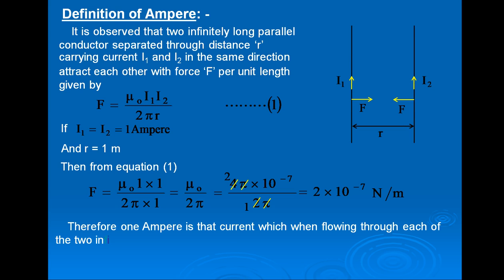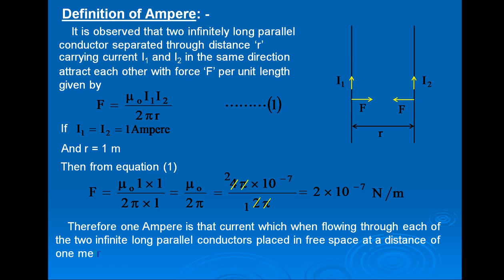Therefore, 1 ampere is that current which, when flowing through each of two infinitely long parallel conductors placed in free space at a distance of 1 meter from each other, exerts a force of 2 x 10^-7 newton per meter. So this is the definition of 1 ampere.